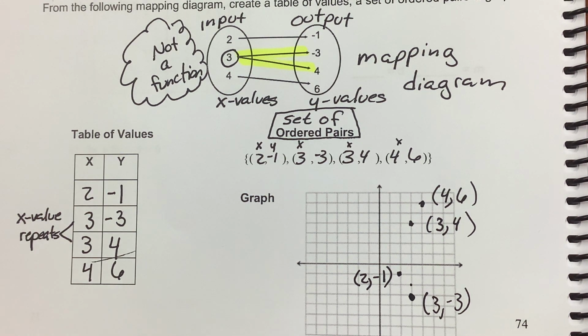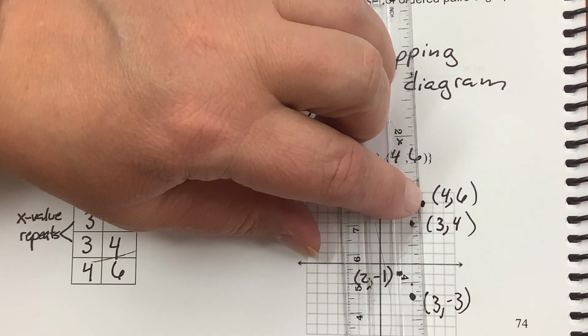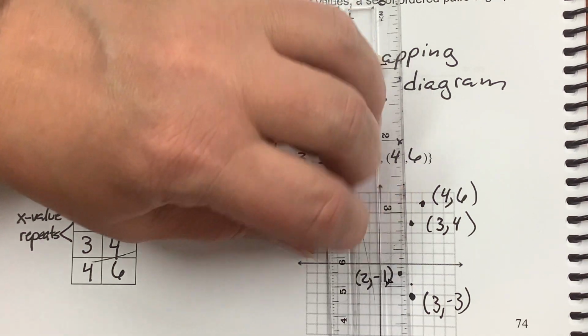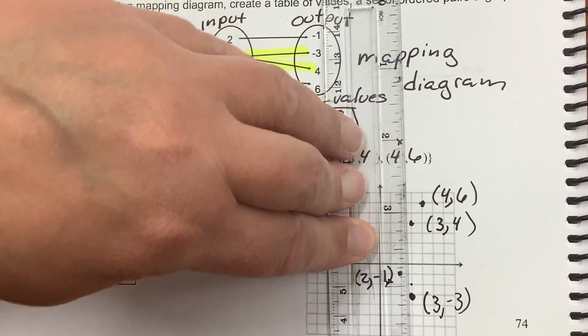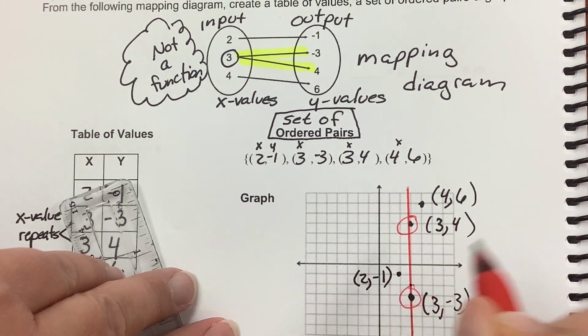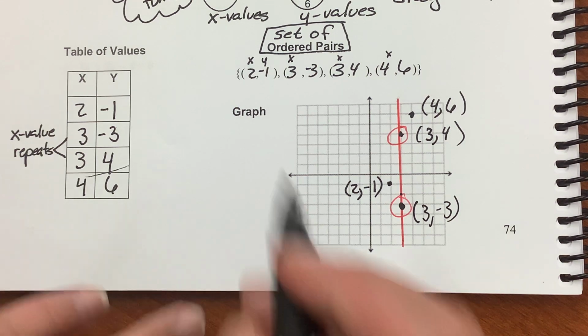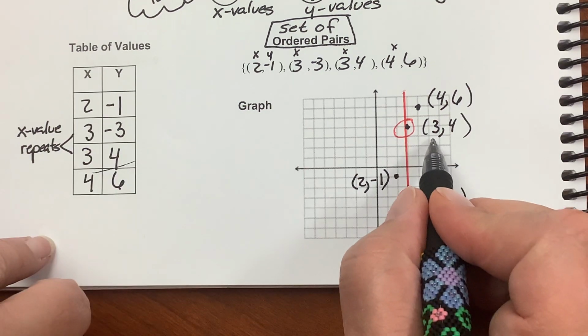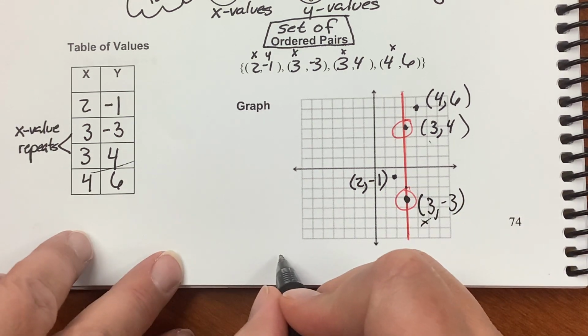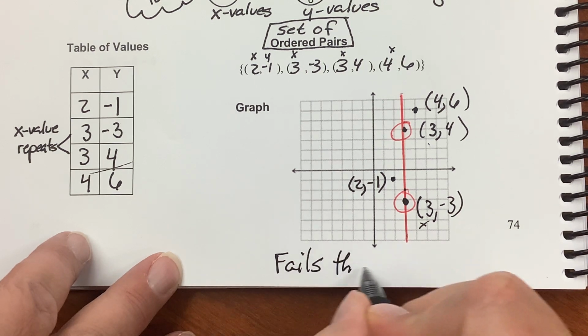Now, how do I know that this is not a function just by looking at it? Well, if I draw a line through here, it only goes through that one point. But if I draw a line through here, you see how this vertical line goes through 2 points? That means this fails the vertical line test because my x value 3 is repeating. So this fails the vertical line test.